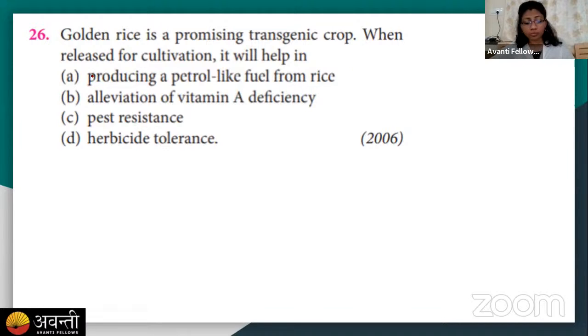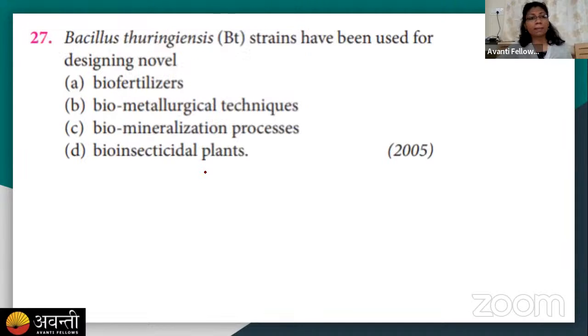Very good. So everyone has given the answer. Yes, the answer is B, alleviation of the vitamin A deficiency, due to which we are able to cure night blindness.